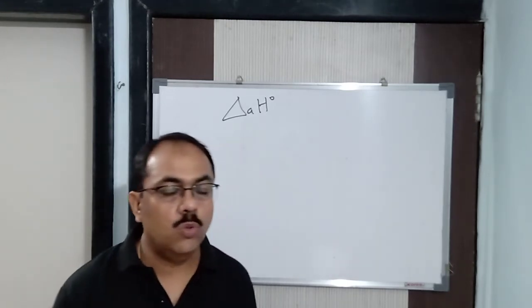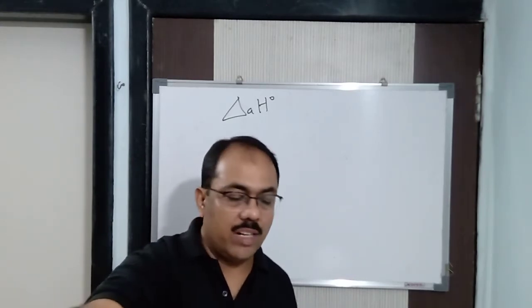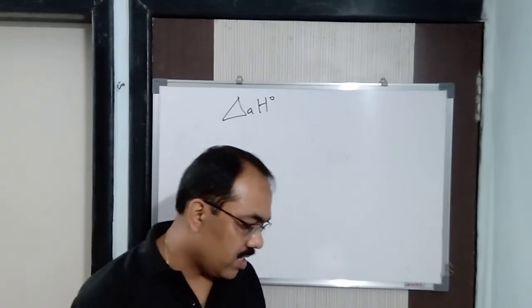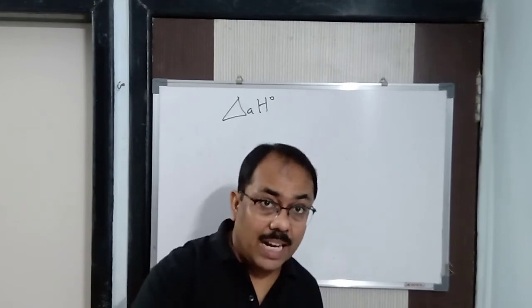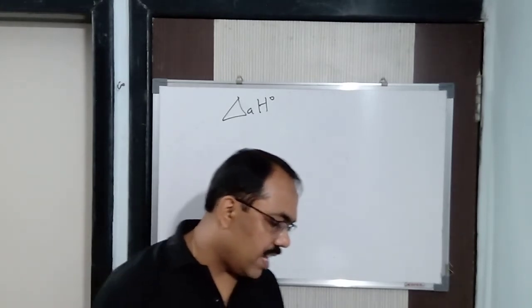For example, H2 gas gives 2H. H2 gives 2H, 2 atoms of hydrogen I am getting. That is called enthalpy of atomization, the amount of heat energy involved here. Alright, like CH4 gives C plus 4H. This is known as enthalpy of atomization. Atoms are being formed, carbon atom and hydrogen atom. We can say that.